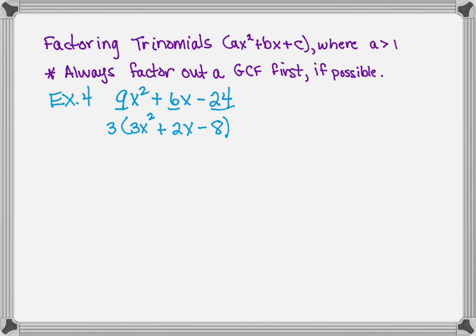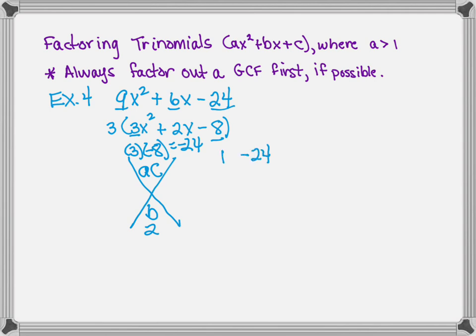So now I'm going to look at the part that's in the parentheses. And I'm going to start it like we did on the last method. I'm going to draw an x. And at the top of the x, I'm going to put a times c, the product. And then at the bottom of the x, b. So at the top of the x, I'm going to put 3 times negative 8, which is negative 24. And at the bottom of the x, I'm putting 2. So I'm looking for numbers that multiply to negative 24, but add up to positive 2.